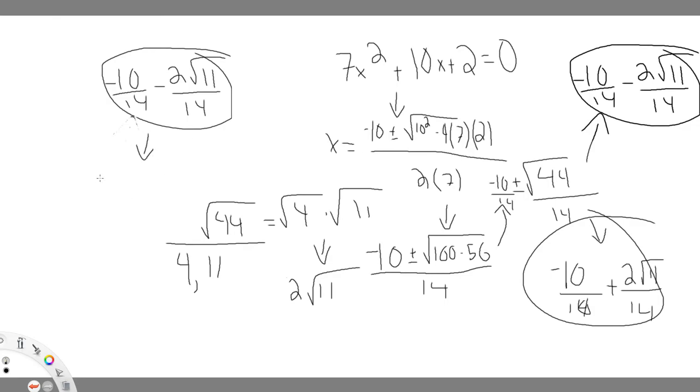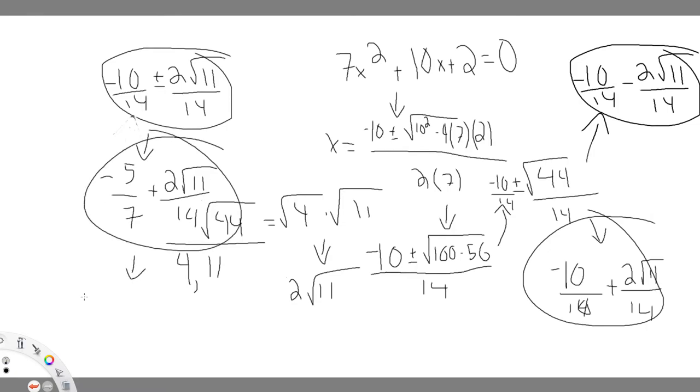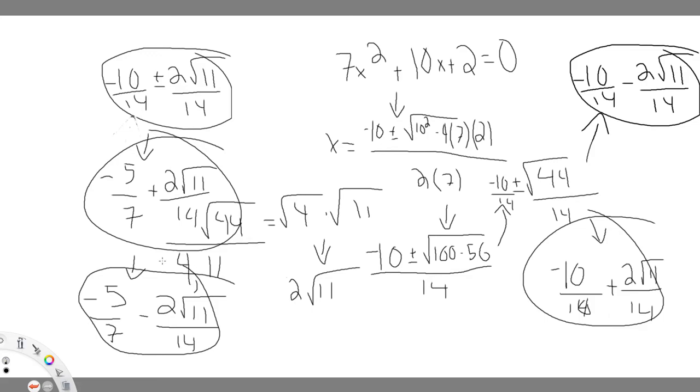Okay, now we got -5/7 plus 2 square root of 11 over 14, one of our answers, and -5/7 minus 2 square root of 11 over 14. We can't simplify this, but basically, we are done. That is the root of the quadratic equation. But we might have something else. This is the other case.